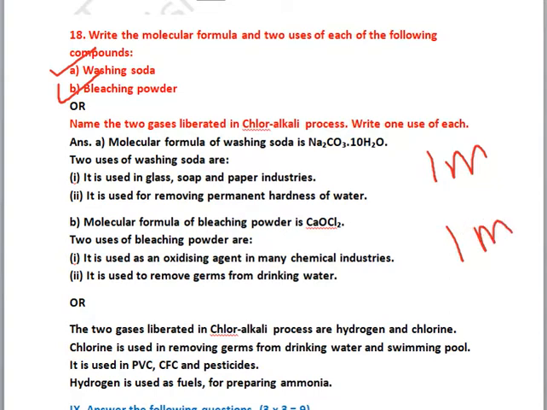And in this question they have also given us an option: name 2 gases liberated in Chlor Alkali process and write 1 use of each. So we have to write the names of the 2 gases which we have seen in Chlor Alkali process, and after that we will write the uses. For that also 2 marks you will get. So any one question you have to attempt because an option is given over there. So let's move to the first question.